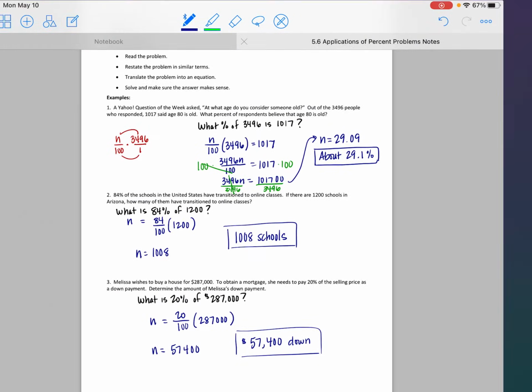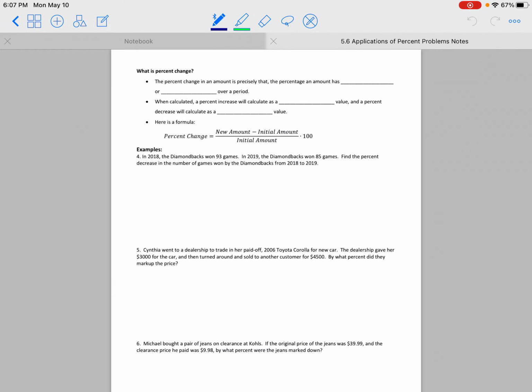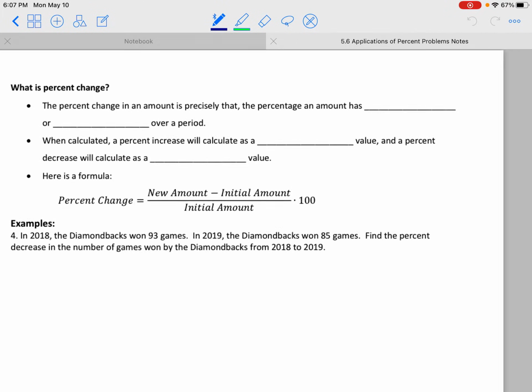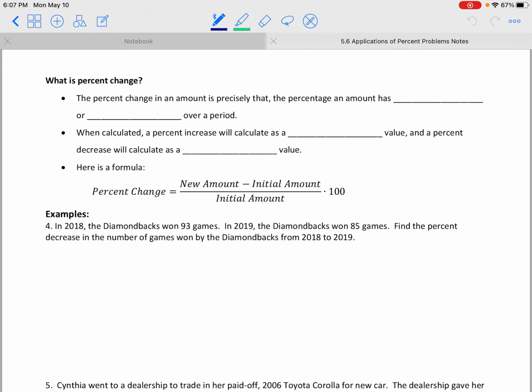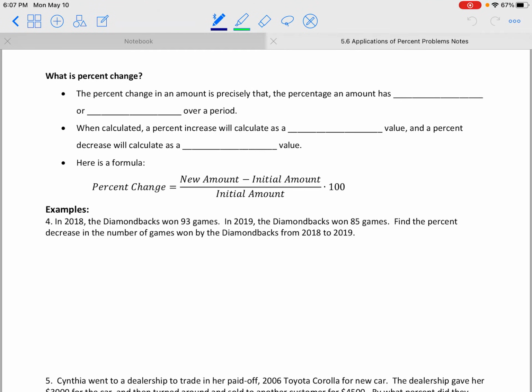All right. Now, on the back, I want to show you another application of percent problems. It's what we call a percent change problem. And the percent change in an amount is precisely that. It's the percentage an amount has either increased or decreased. So when we're looking for a percent change, it's by what percent has our amount increased or decreased over a period of time.